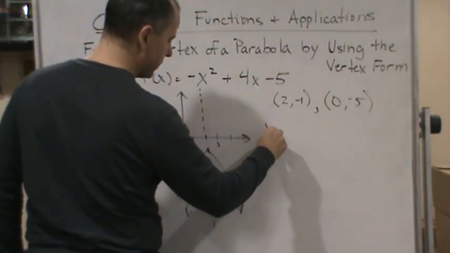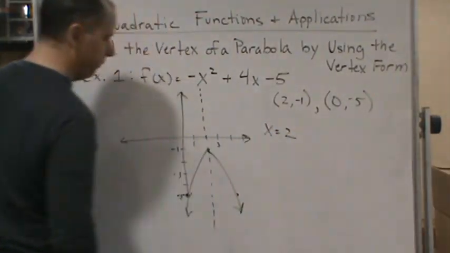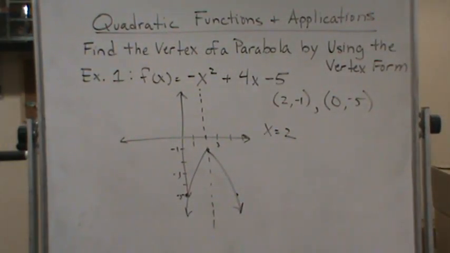And by the way, to answer the next question they have: what is the axis of symmetry? The axis of symmetry is just x equals 2. Remember, it's the x value of the vertex. That's what the line passes through.